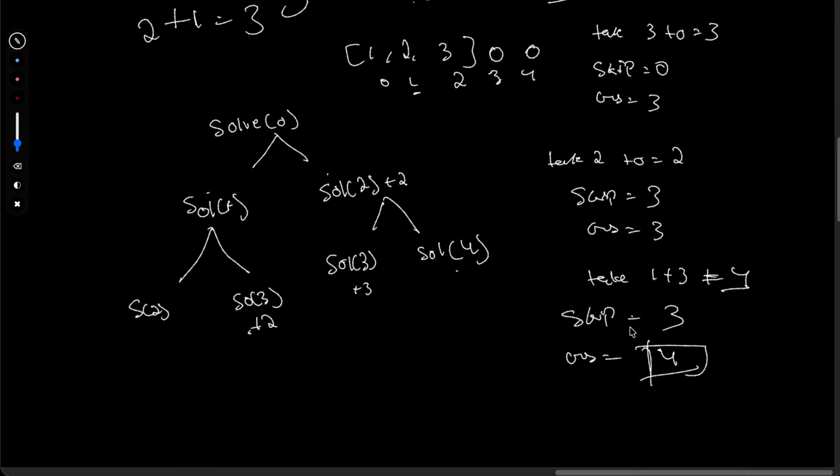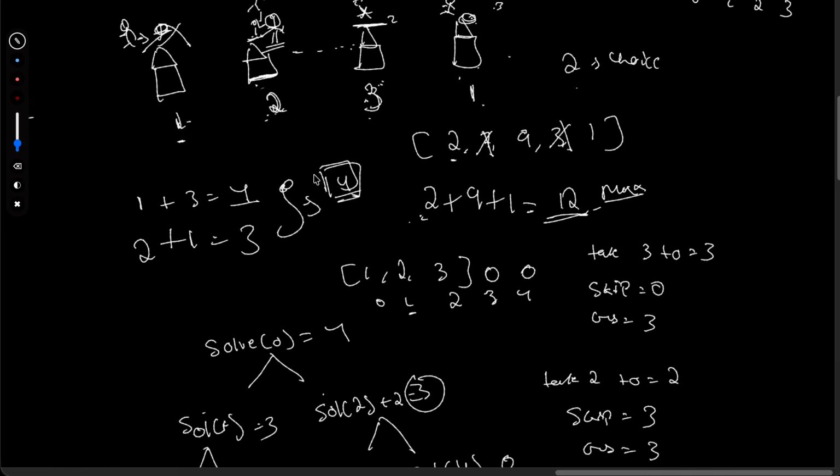So the final answer is 4. Let's write down here: 4, 3, 3, 0, 0, 0, 3. See, solve of 2 was calculated 2 times, even though the answer is the same, 3 and 3. That is repeated work. So let's take another example.